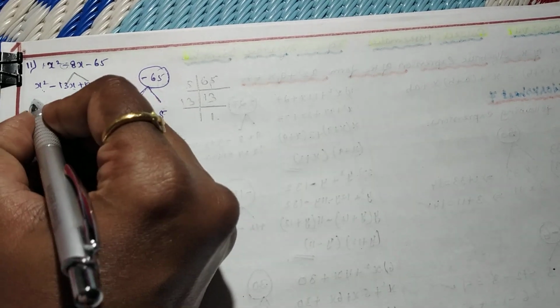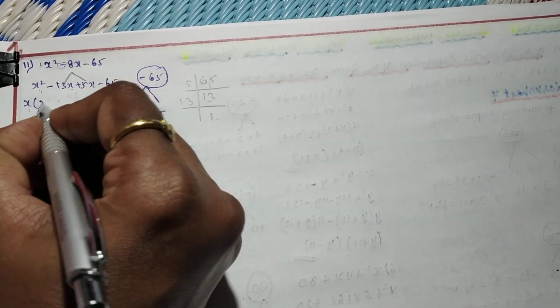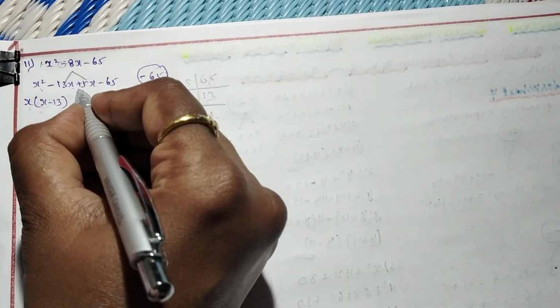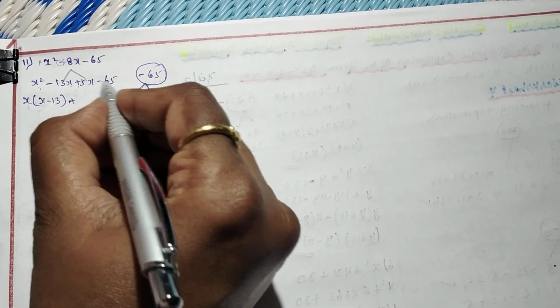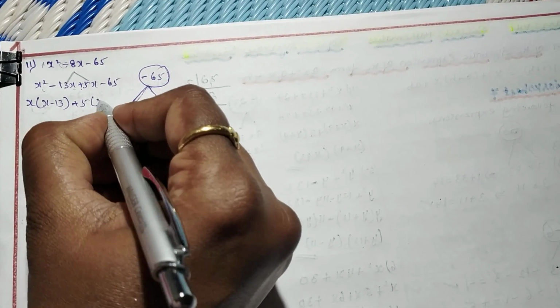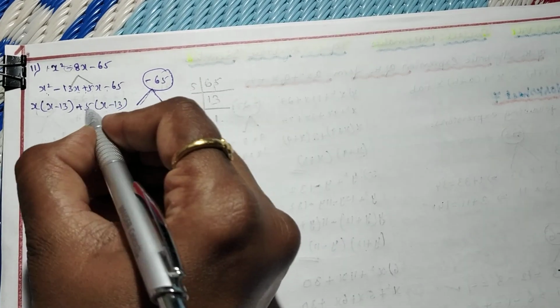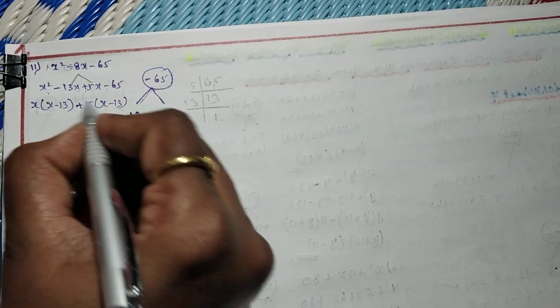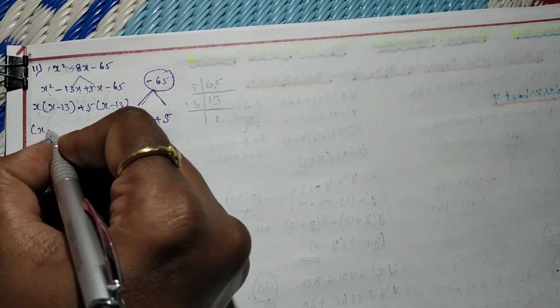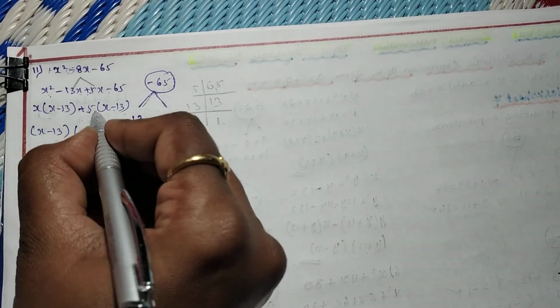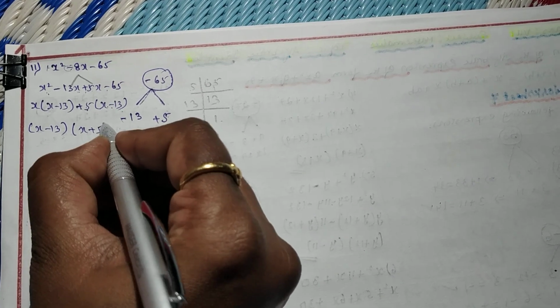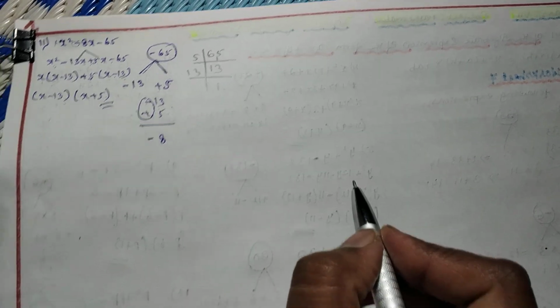In between these two, x is common. Take it out. x minus 13 and plus, and in between these two, 5 is taken as common and x minus 13. You can check it. Plus into minus is minus. 5 into 13 is 65. In between these two, x minus 13 is common and left out is x plus 5. So these are the two factors, children.